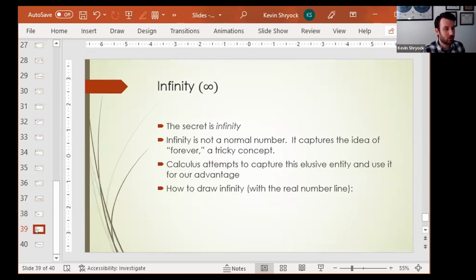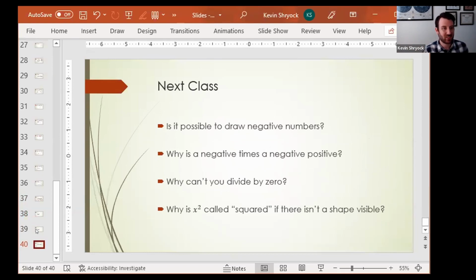How do we draw infinity? I already showed you that one, so that works out great. So let's give a little bit of insight as to what we're going to do for next class. We're going to talk about how we can draw negative numbers some more. We talked about that a little bit today, but we're going to start to bring those models in. Why is a negative times a negative equal to a positive? Again, this is a rule. Many of us know this rule. If we had to explain it to a 5-year-old, could we? We should know why that works.